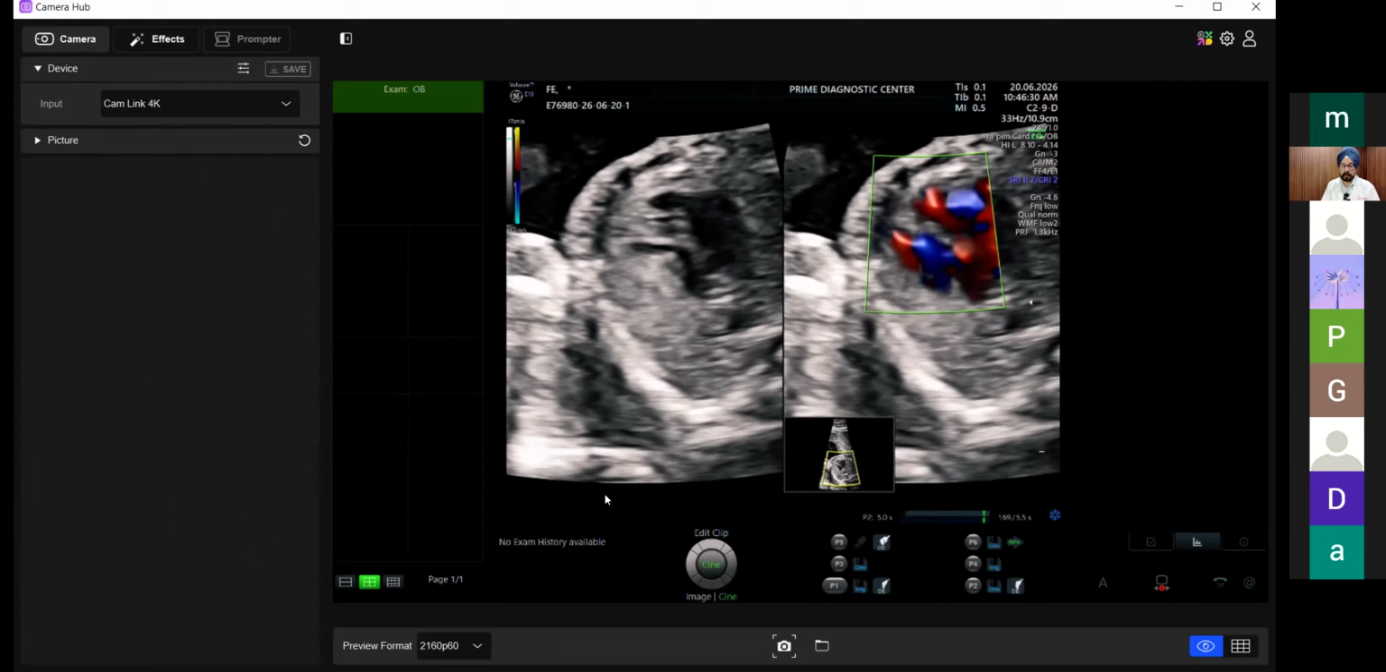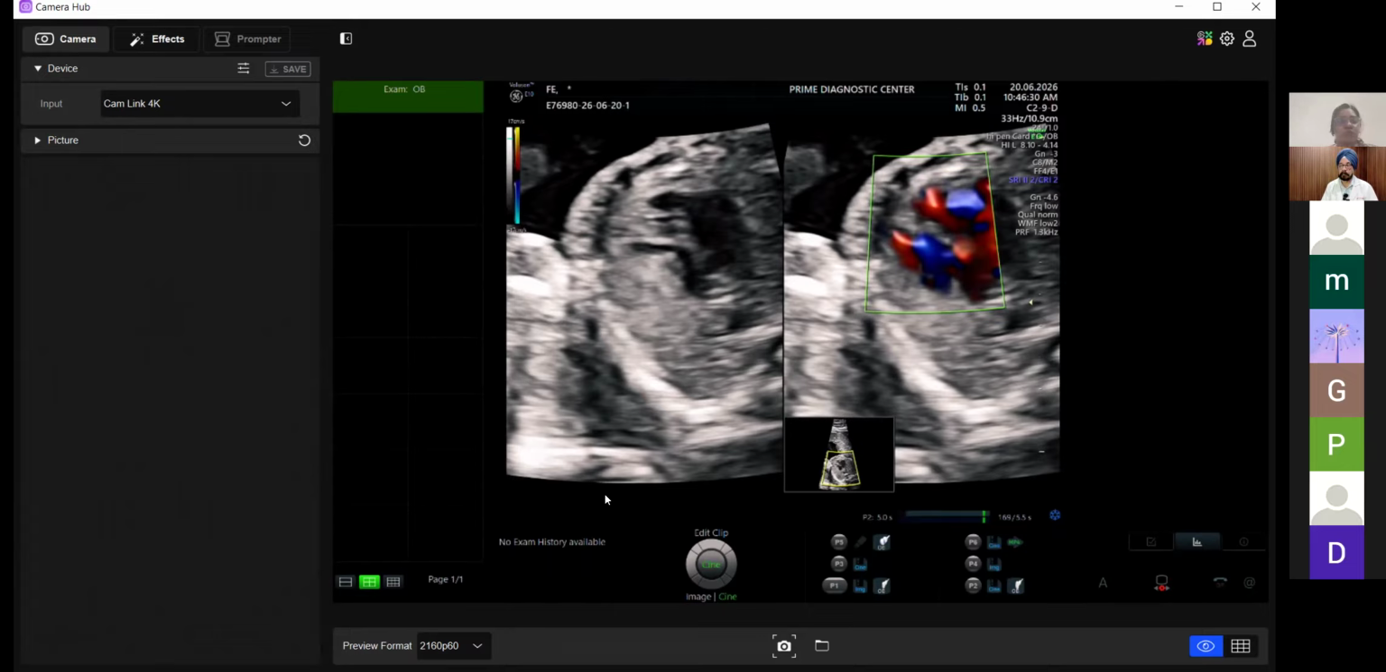But then again, I suggest please mention those VSDs only in the body and not on the top as a final impression, because this is going to create a lot of anxiety and a problem and maybe termination of pregnancies.